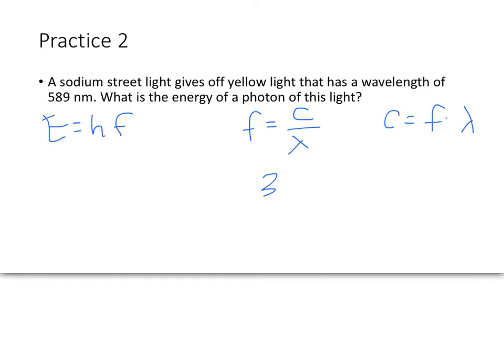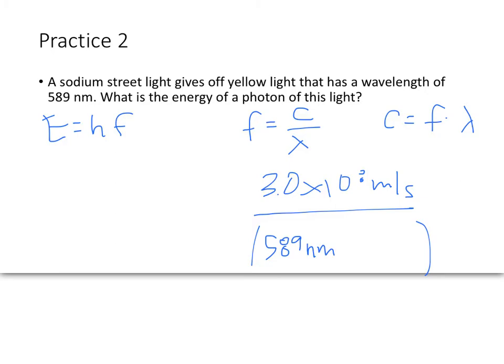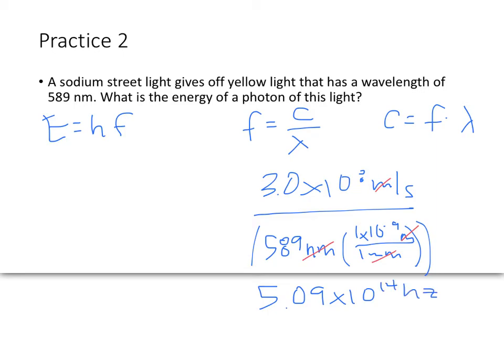So I'm going to have 3.0 times 10 to the 8th meters per second over, and then I'm going to do my conversion down here. I have 589 nanometers. 1 nanometer is equal to 1 times 10 to the negative 9th meters. So I play around with my units. Nanometers are canceling, and then I'm dividing meters per second by meters, so those are going to cancel out too. And that's going to give me approximately this number, 5.09 times 10 to the 14th hertz, because I'm left with 1 over seconds, which are hertz.